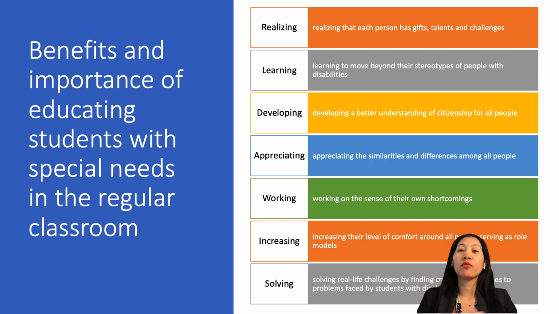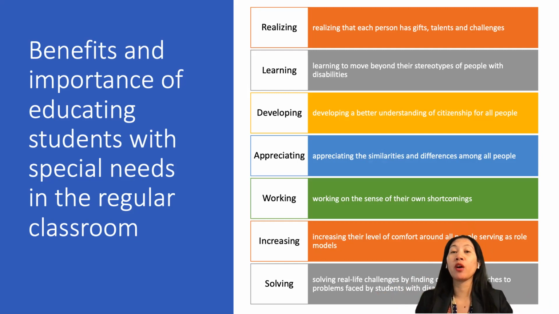Number three, we need to develop a better understanding of citizenship for all people. Number four, we need to appreciate that there are similarities and differences among all people. Not all people are the same. We cannot expect that the student will learn best one way, but of course we have to do our classroom expectations and classroom routines, so we have effective classroom management as well, because that will also affect how students learn.